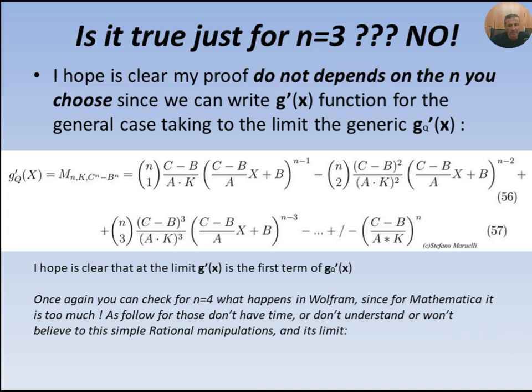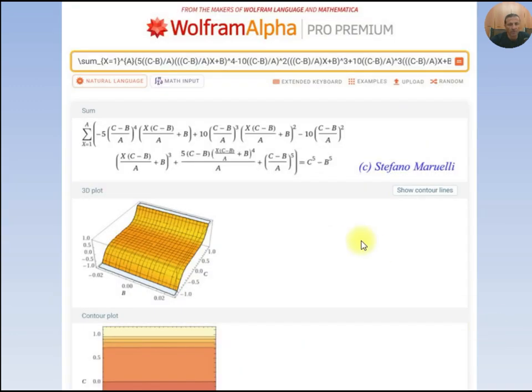I show you the case n equal to 4, just to remember that, using Wolfram, because Mathematica is not able to arrive to here, you can check. I don't cheat here, but this is really true. So we can express c to the 5 minus b to the 5 as the sum from x equal to 1 to 5 of all these terms you can see here.